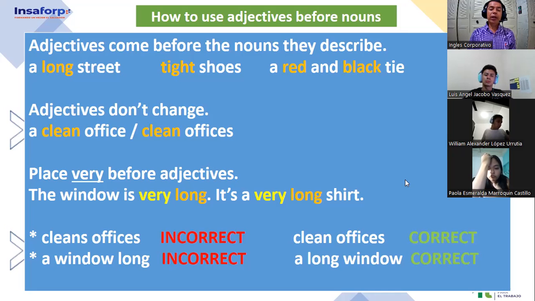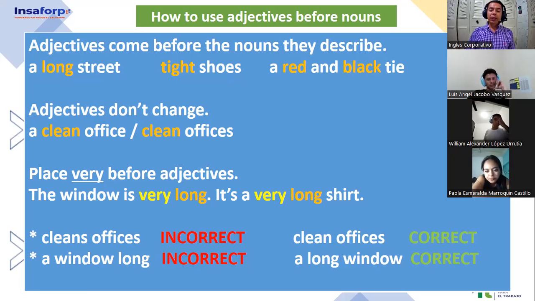Place very before adjective, right? Si queremos intensificar los adjetivos, podemos agregarle palabras como very, right? Otras palabras como so, quite, etcétera, etcétera. Pero ahorita solo vamos a ver esta. Very long. The window is very long, right? Es bien larga, ¿no? It's a very long shirt. It's a very long shirt, you know?